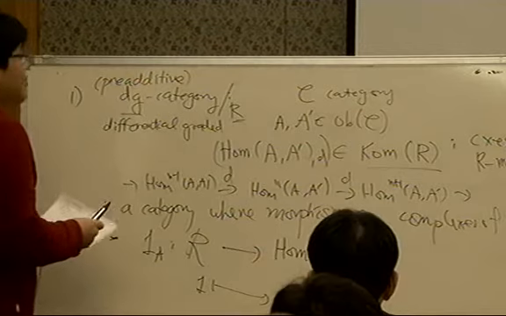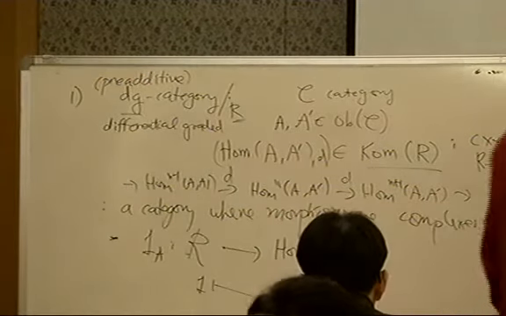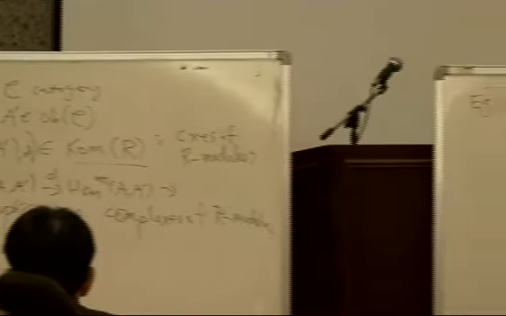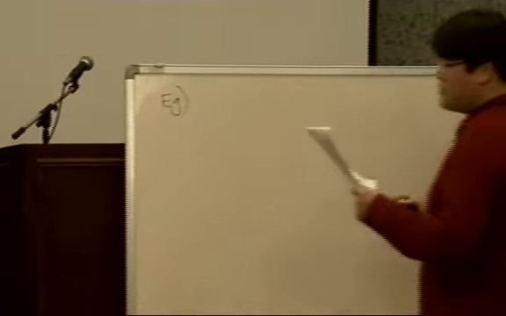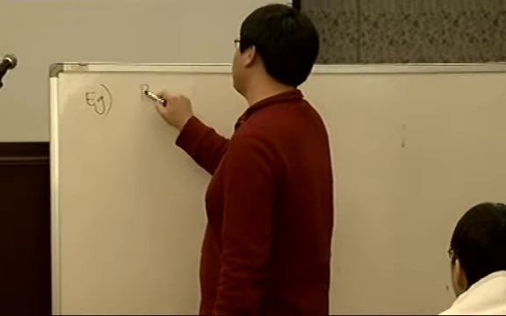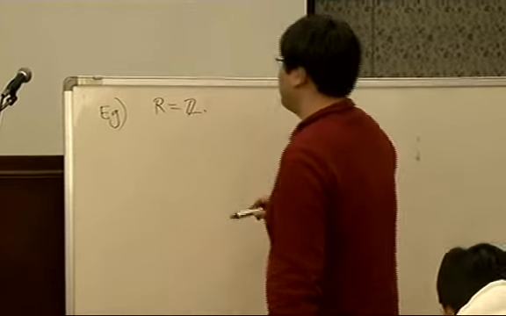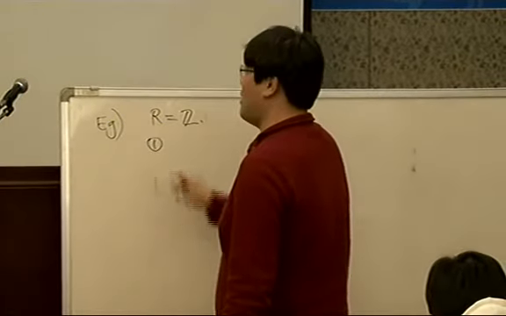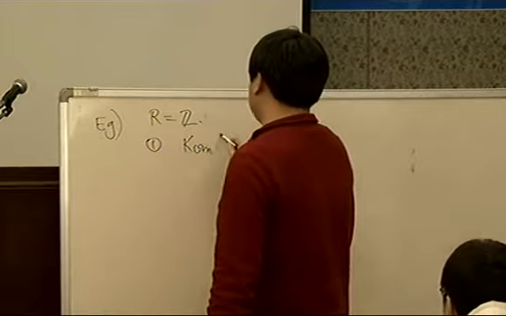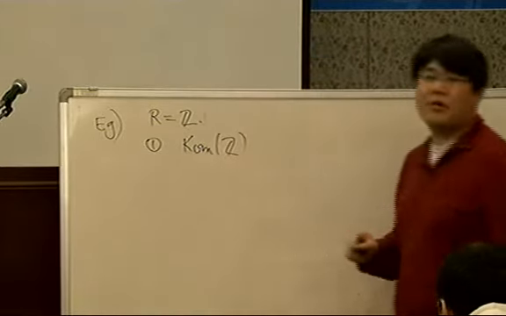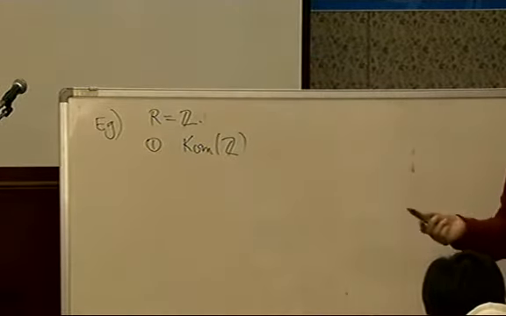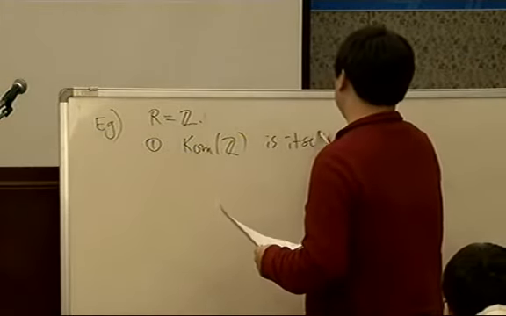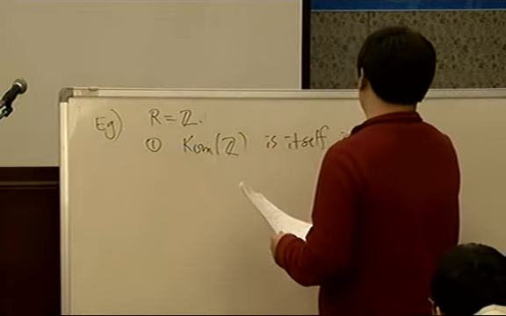Let me give you some examples of these. This actually appears in most subjects of mathematics that I'm aware of. For instance, suppose for simplicity that R is the ring of integers. First of all, Com-Z, the category of complexes, is itself a DG category.